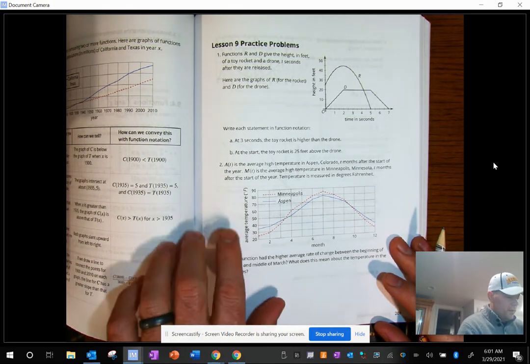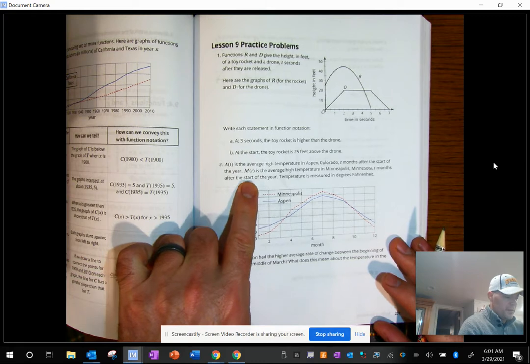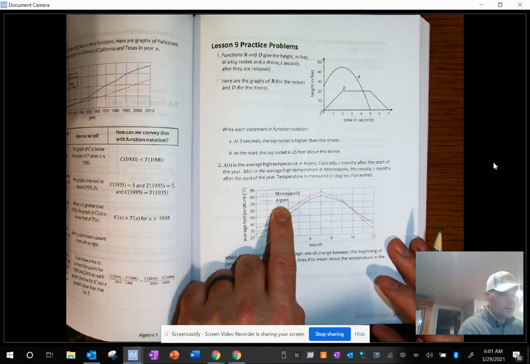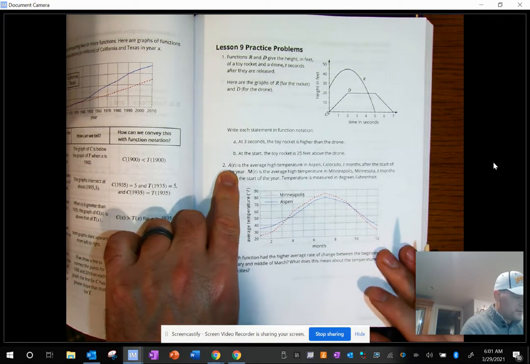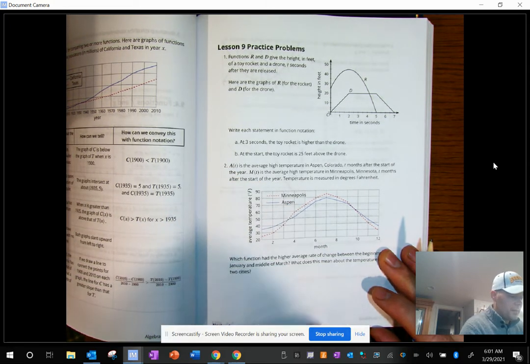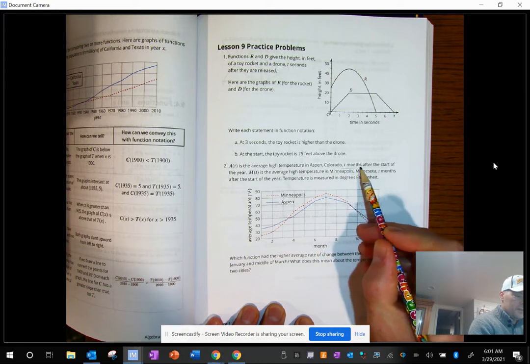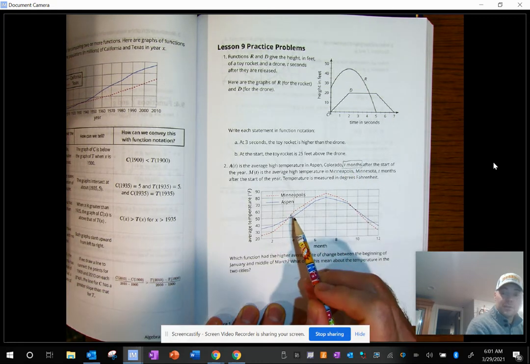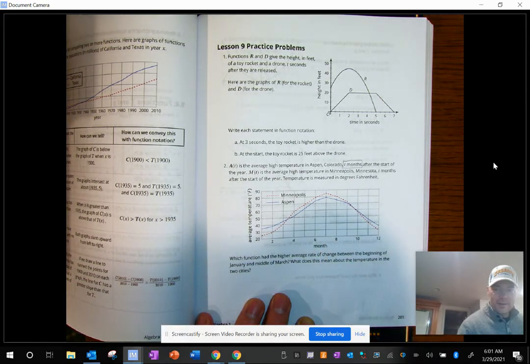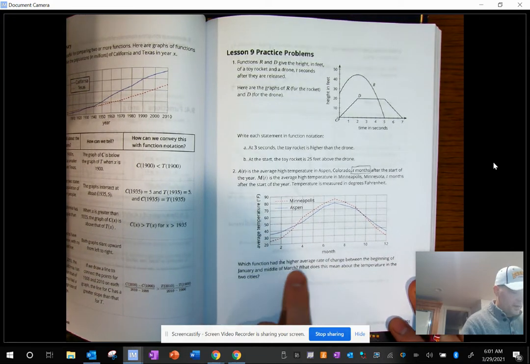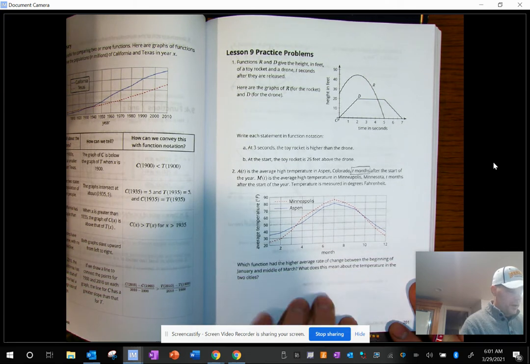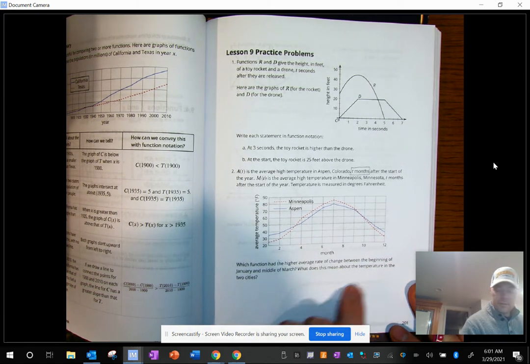All right, it looks like we have two functions here, A of t and M of t, and these are talking about the average temperatures in Minneapolis and Aspen. So A of t is the temperature in Aspen, and M of t is the temperature in Minneapolis. The input is t in months. So we're going to input months, and that's going to give us a temperature, right? The question is, which function had a higher average rate of change between the beginning of January and the middle of March? What does this mean about the temperature in the two cities, right?